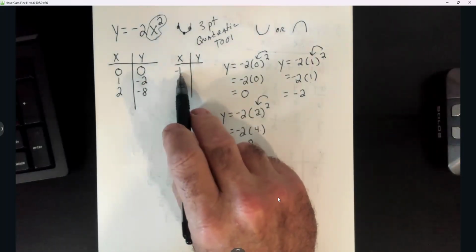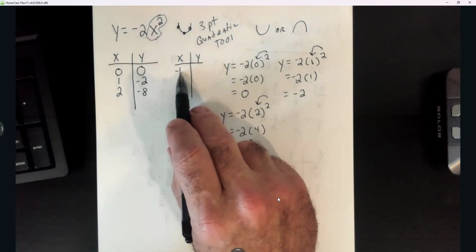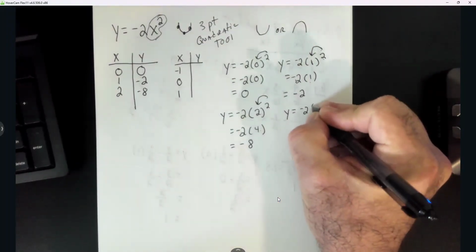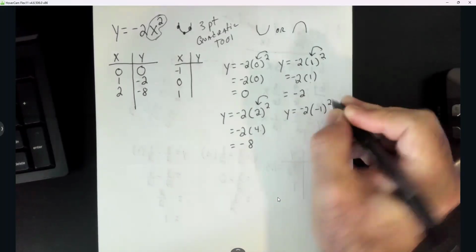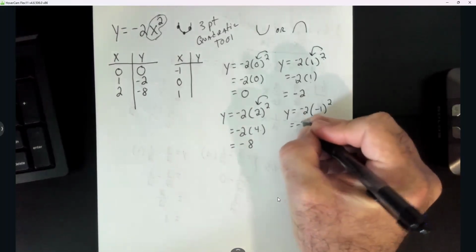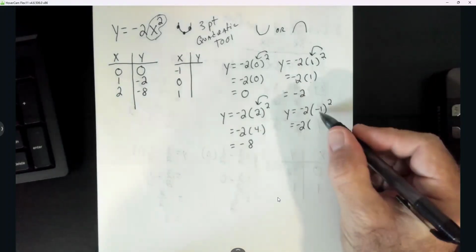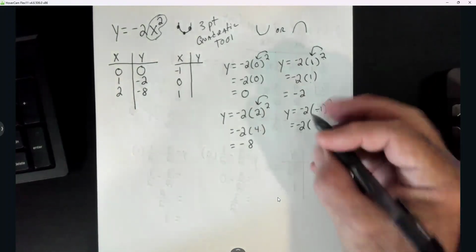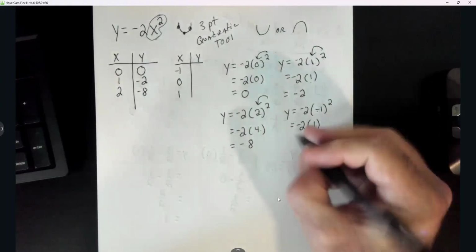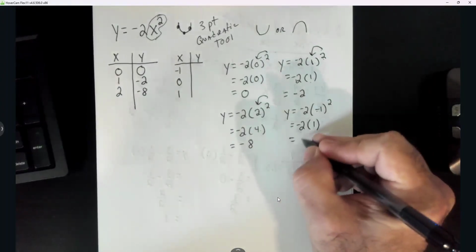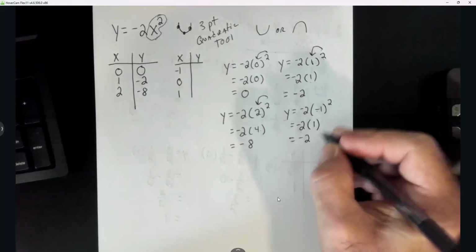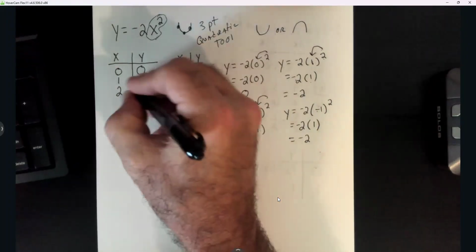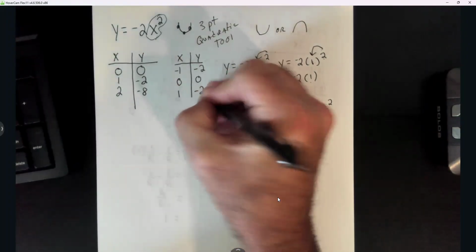Now, y'all, if you'd have done negative 1 here, let me show you what would have happened. You would have had y equals negative 2 times negative 1 squared. Well, you would have brought down that negative 2. Negative 1 squared would be negative 1 times negative 1, which would be a positive 1. And then negative 2 times 1 is negative 2. So this one you would have had a negative 2, 0, and then at 1 we got negative 2.